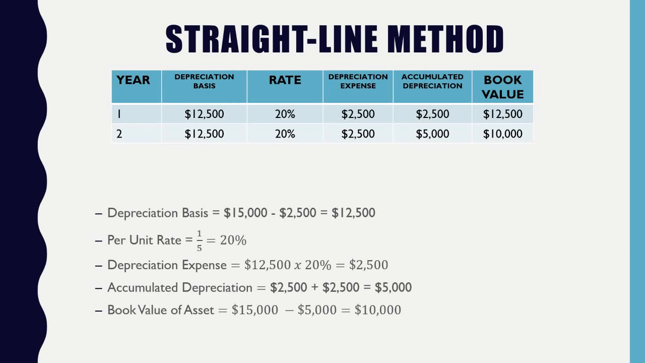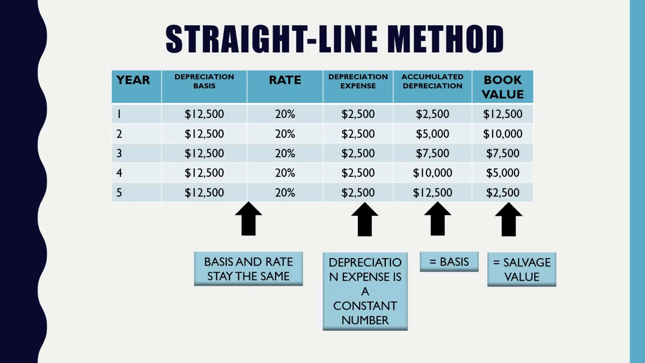Okay, so now you're noticing a trend. So what's going to happen for year 3? It's going to remain the same. They're all going to remain the same. So that's the easiest thing that I want you to know about straight line. It's exactly why it's so popular, because you just need to do one or two calculations and you can figure out the rest. So the first 3 columns, your basis, your rate, and your expense, are all going to be identical.